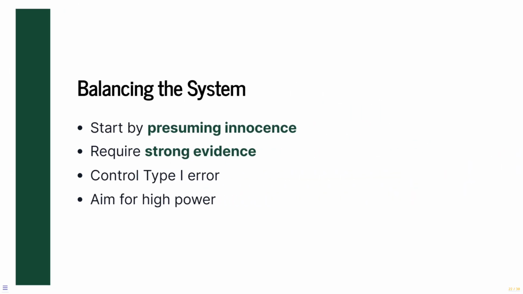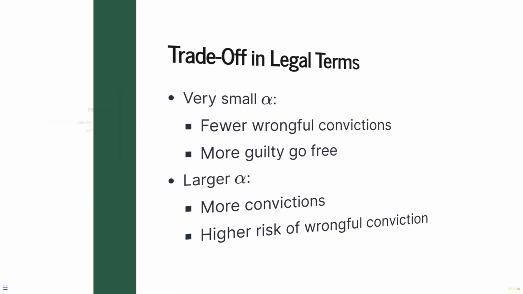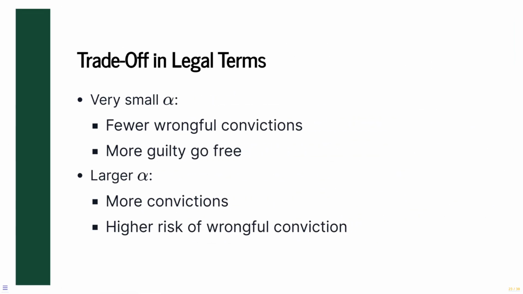The legal analogy highlights the balance involved in hypothesis testing. We begin by presuming innocence and require strong evidence to reject that assumption and try to avoid convicting the innocent while still detecting guilt when it exists. If we make it extremely difficult to convict by choosing a very small alpha, we reduce wrongful convictions but increase the chance that guilty individuals go free. If we make conviction easier, we increase power but also increase the risk of wrongful convictions.